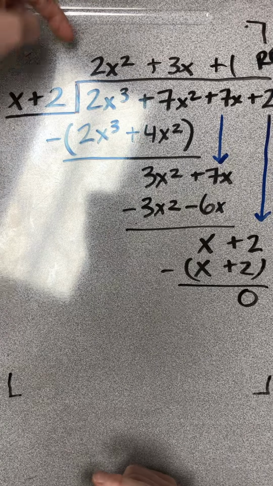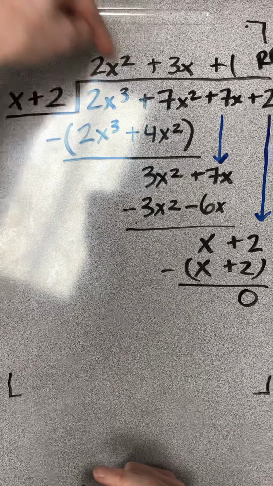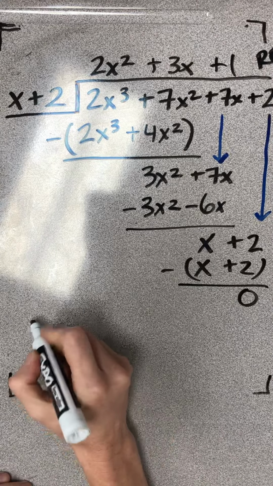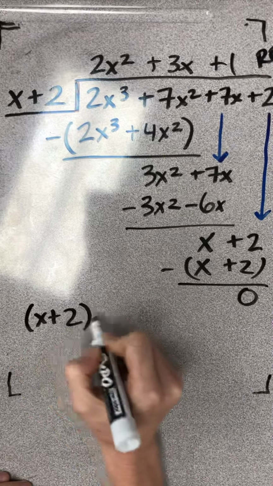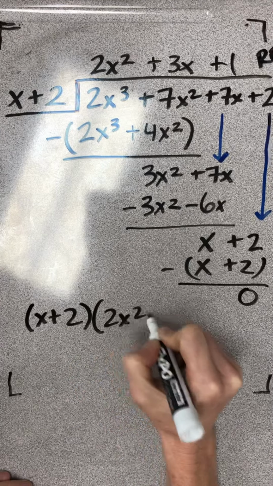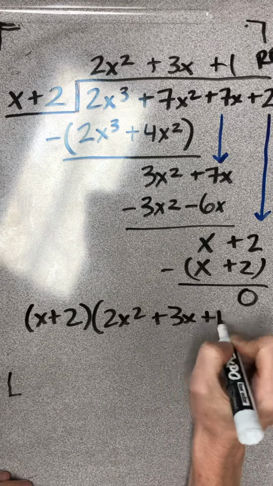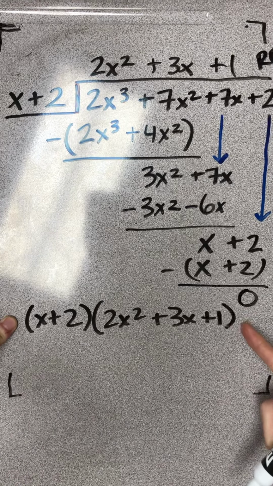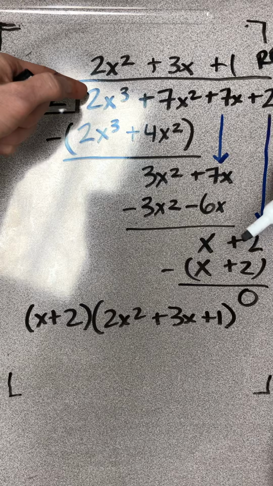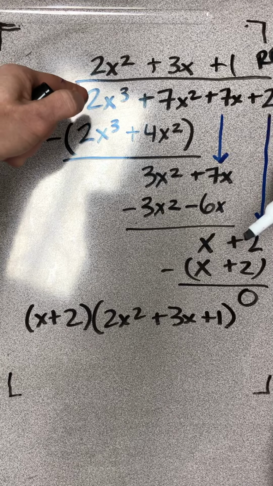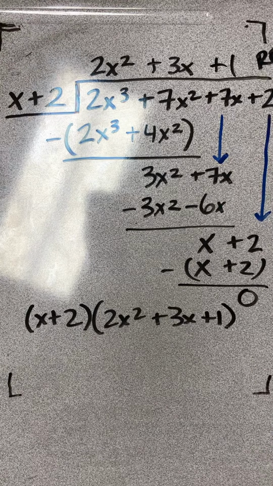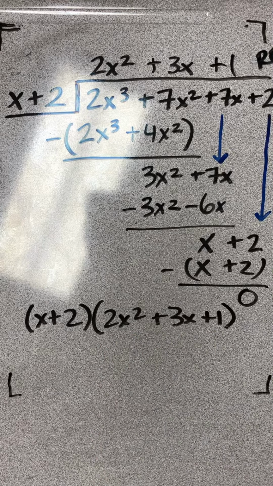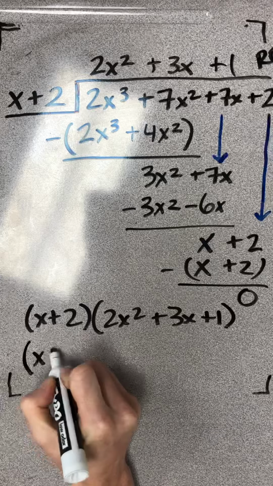That means x plus 2 times this gives me this. So I can rewrite it as x plus 2 times 2x squared plus 3x plus 1. This right here is just another way of writing this whole big polynomial. And the cool thing about this is that now we can ask ourselves, is this piece factorable? So this x plus 2 is just going to stay here.